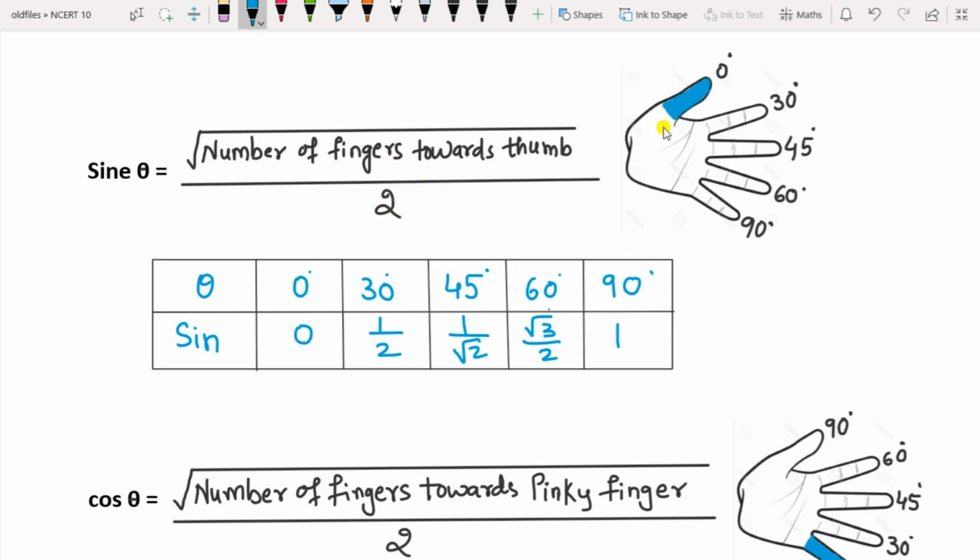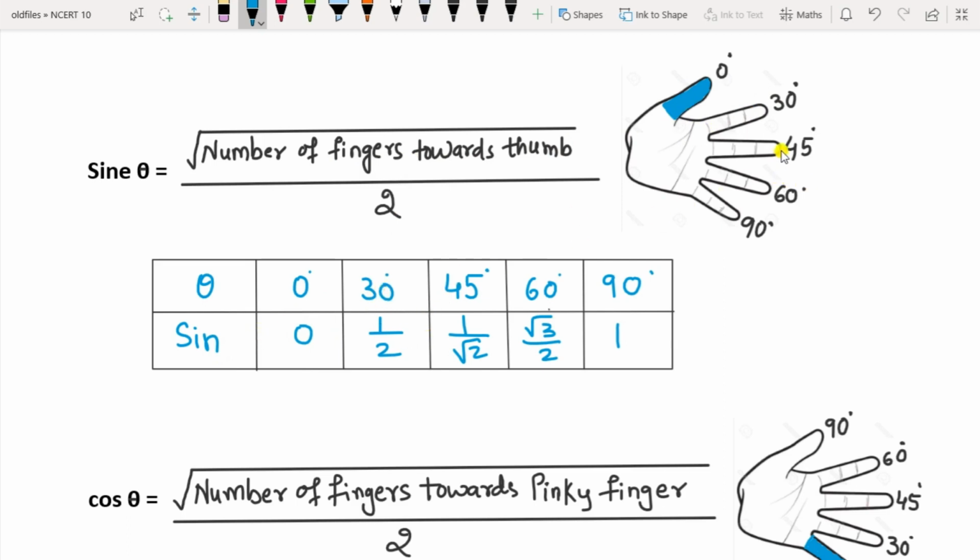So if you fold this thumb, for sine of 0 there are no fingers towards the thumb. Therefore, it will be 0 by 2, so the answer is 0. For sine 30, if you fold this index finger, that is 30, the number of fingers towards the thumb is 1 here. So 1 by 2 is the value of sine 30.